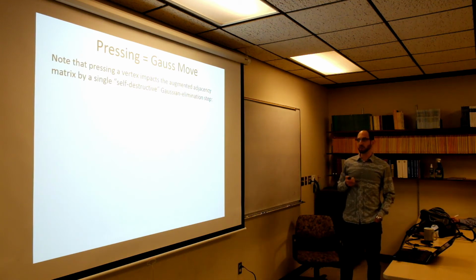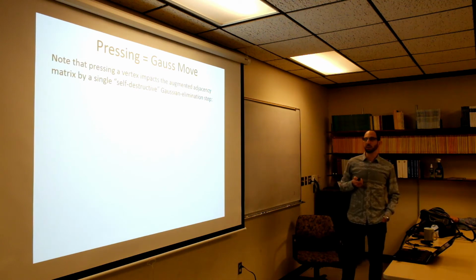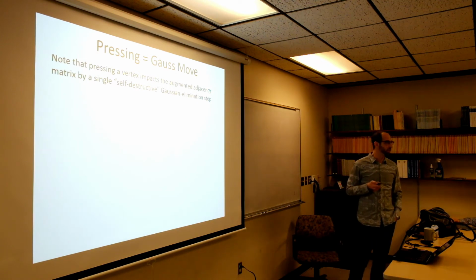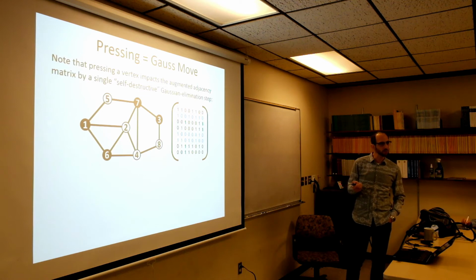So now something to note, that took us embarrassingly long to notice, is that pressing a vertex is actually Gaussian elimination over GF2. So here's a picture. Here's that graph. Let's say you go to press vertex 1. What happens when you press vertex 1? Well, for example, vertex 1 should get everything zeroed out. So it should get 0 in the augmented adjacency matrix that you end up with. And all of its edges should get 0. So it should have 0 on the first row and column of the resulting matrix.